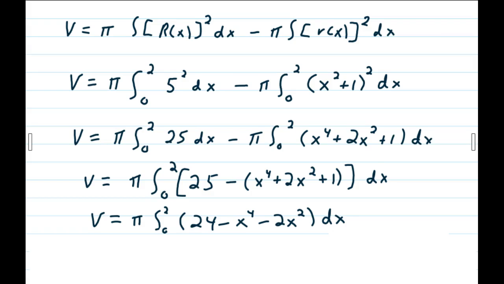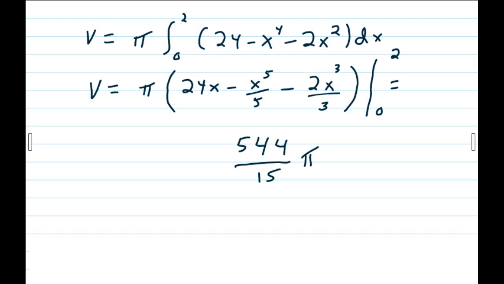So we're not done with this problem. We now have to do the calculus. So 24 turns into 24x, minus x to the fourth turns into minus x to the fifth over 5, power rule. Minus 2x squared turns into minus 2x cubed over 3, power rule. Evaluate that from 0 to 2.